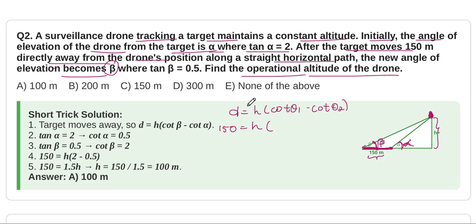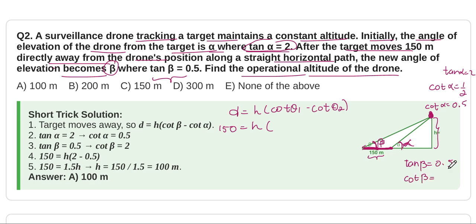Now you are saying cot is not given, so if you take the reciprocal of tan, okay, tan alpha is given as 2. I'll write here tan alpha is 2. So if we take the reciprocal of tan alpha, it will be cot alpha. So the reciprocal of 2 is nothing but 1 upon 2, which means 0.5. Okay, so cot alpha is 0.5. Then beta, tan beta is given as 0.5. So if we take the reciprocal of tan beta, we'll get cot beta.